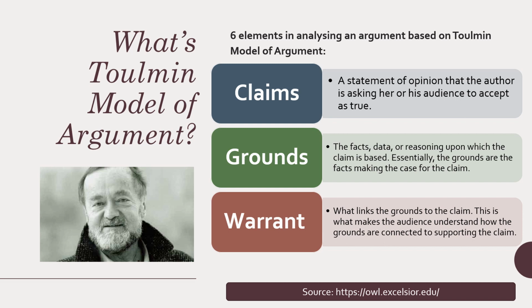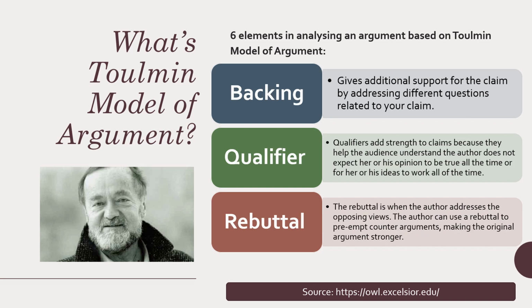Okay, so I am just going to read and explain, but very much briefly, because later when we look at the example, then perhaps you will understand better. All right, and then we have warrant, what links the grounds to the claim. This is what makes the audience understand how the grounds are connected to support the claim. Yeah. And then we have backing. It gives additional support for the claim by addressing different questions related to your claim.